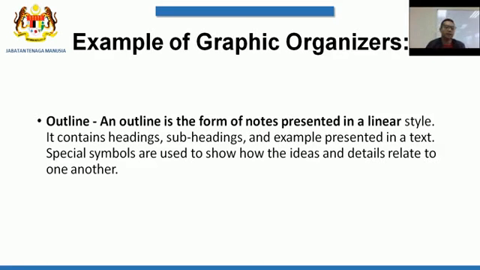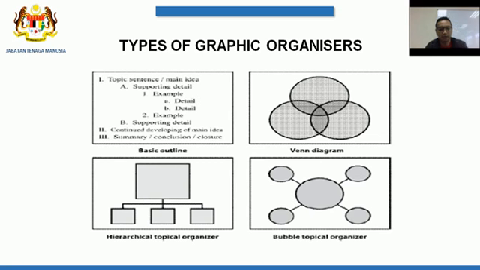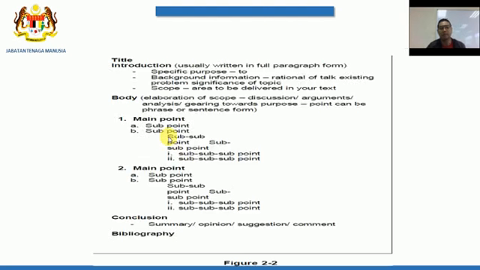For instance, like on our previous slide, an outline is a form of notes presented in a linear style. It contains headings, subheadings, and examples presented in text. Special symbols are used to show how the ideas and details relate to one another. Right? As you can see previously here. Okay, this is the basic outline presented in a linear style. Right? Okay, so let's take a look at our next slide.